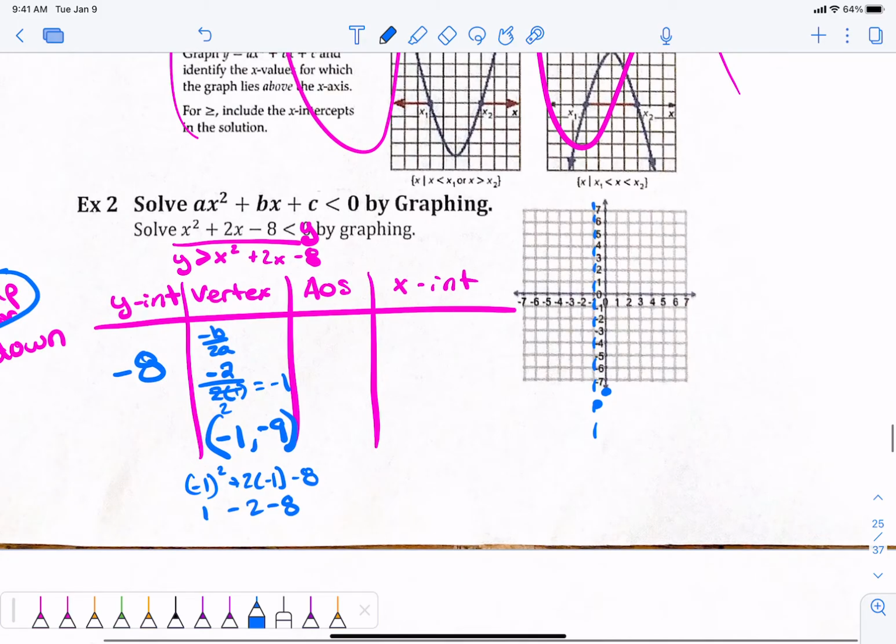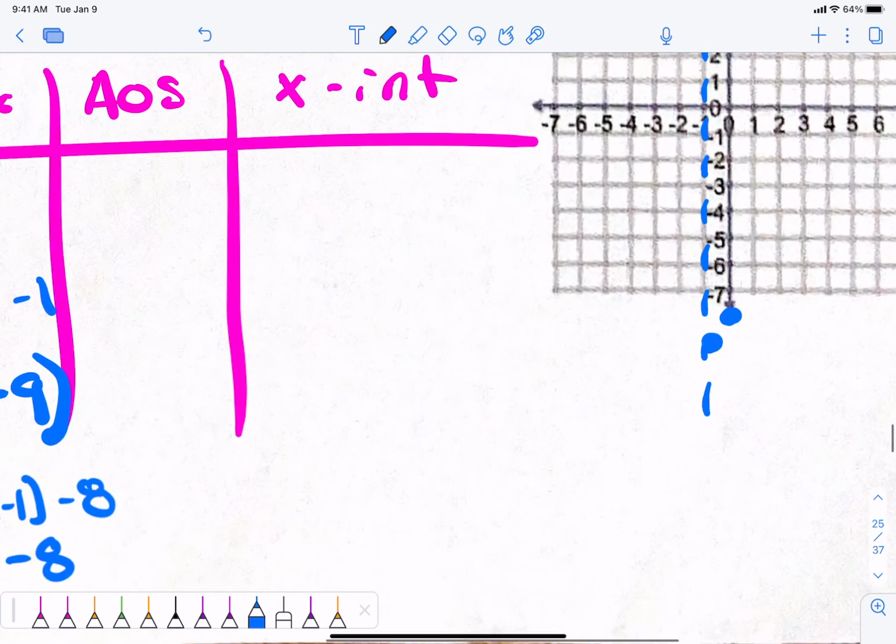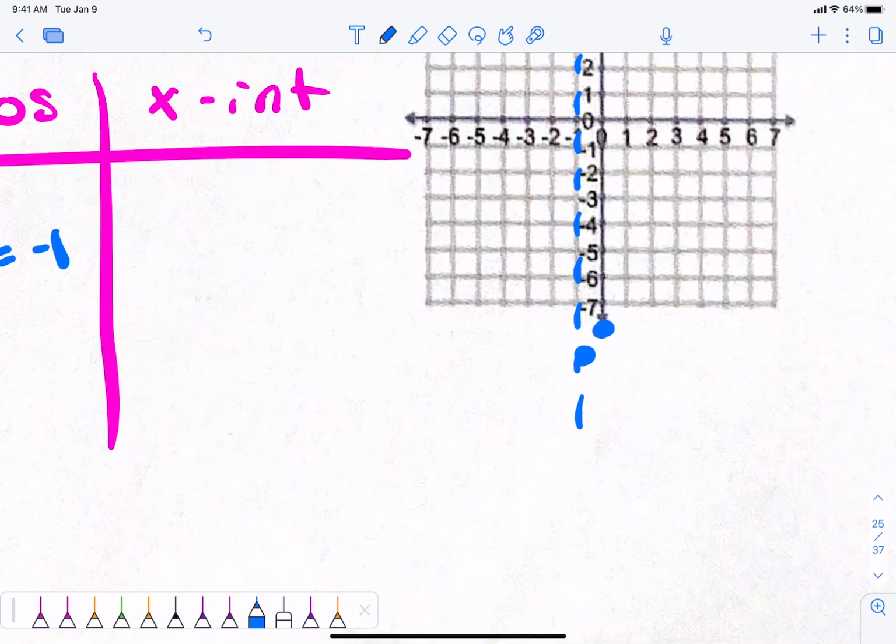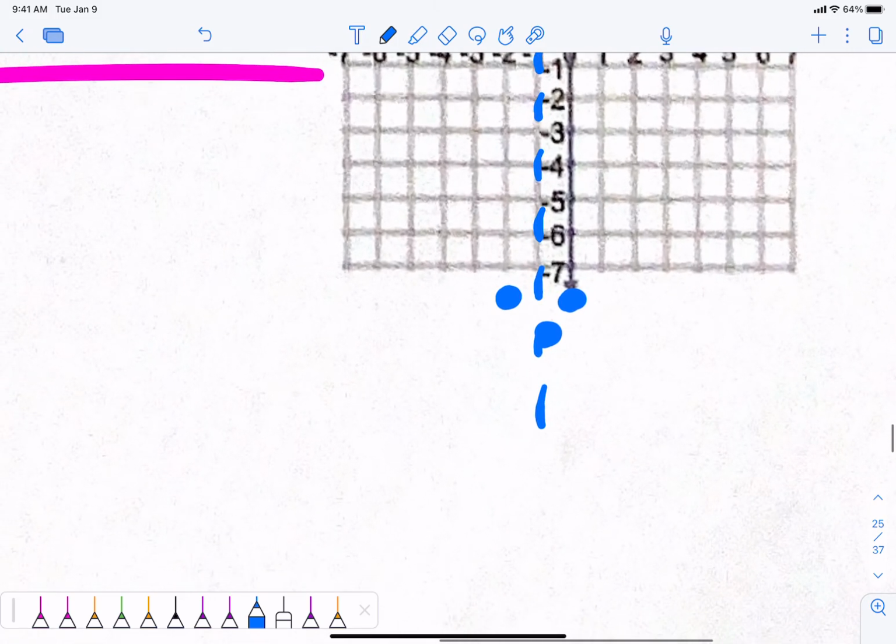Okay, so how do we label the axis of symmetry? X equals negative 1, you betcha, right? That's what he looks like. Okay, now I can also say that he has a dot right here on the other side, right? Does that make sense? Okay, and that's what he's going to look like, all right?